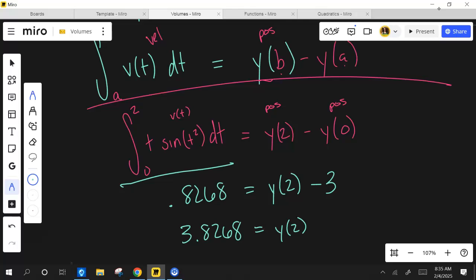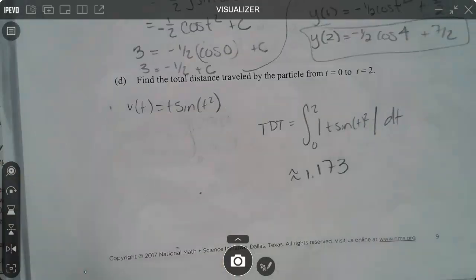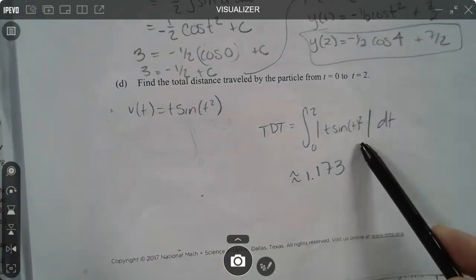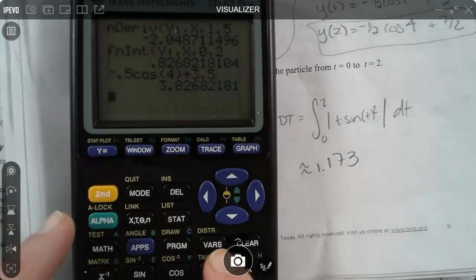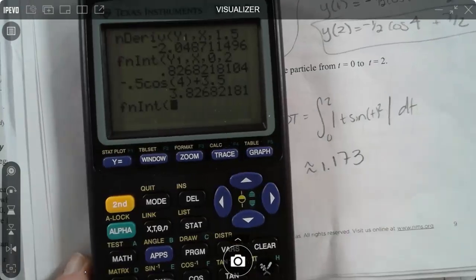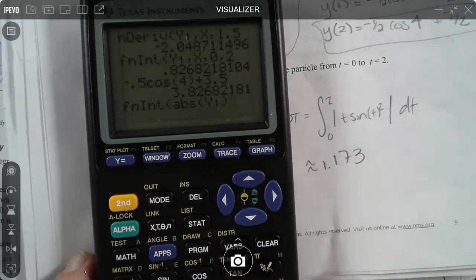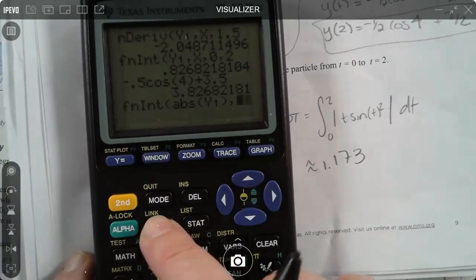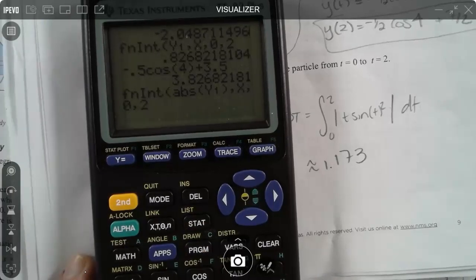Then part D is total distance traveled from 0 to 2. You can do this a couple different ways on your calculator. Remember, this equation is still in my y1 and I keep referencing it. You can go into y1 and add an absolute value in front of it, or you can just do math, integrate, and put the absolute value here. I can say absolute value of y1, comma, x, comma, 0, comma, 2.